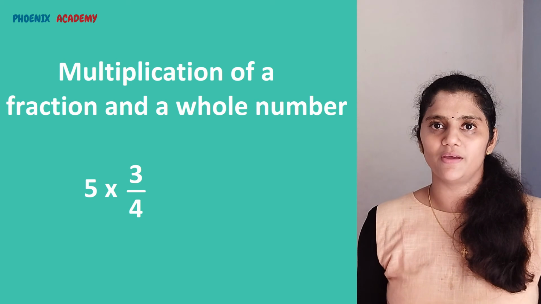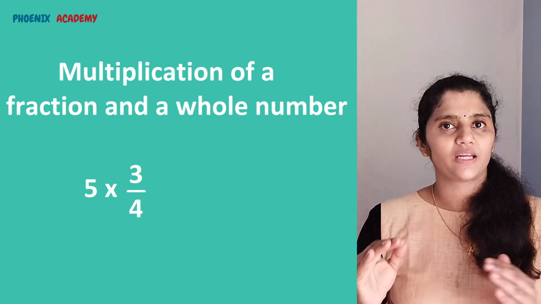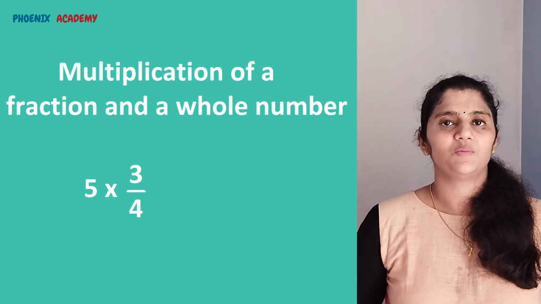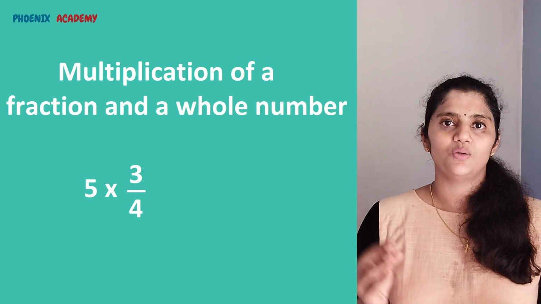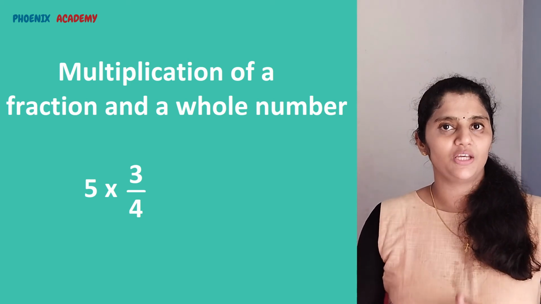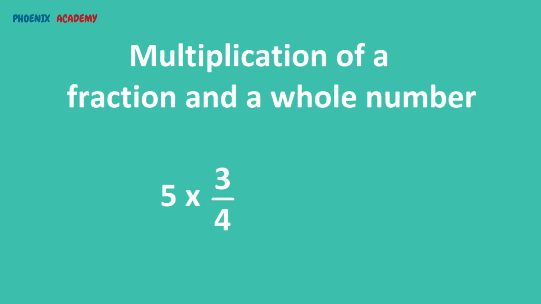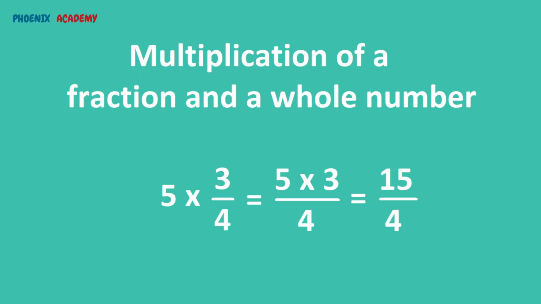Multiplying a fraction and a whole number. You all know multiplication is repeated addition. Let's multiply 5 with a fraction 3 by 4. What does it mean? 3 by 4 has to be added 5 times. In order to multiply the fraction with a whole number, you need to multiply the whole number with the numerator and write the denominator as it is. So here 3 by 4 into 5 is equal to 3 into 5 by 4, that is 15 by 4.